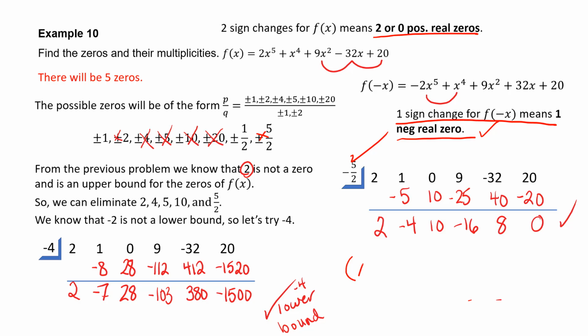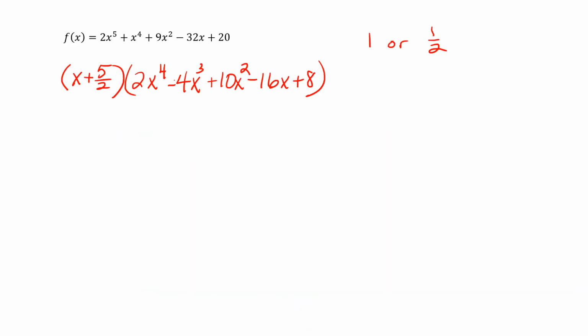So we know we've got x plus 5 halves for one factor. And then what do we have left over? We have 2x to the fourth minus 4x cubed plus 10x squared minus 16x plus 8. So now we know that the only possible zeros remaining, we used negative 5 halves, that's gone. We've got our negative real 0. The only things that we have left are plus 1 and plus 1/2. So we're going to take that big 4th degree polynomial there and try 1 on that. So we'll plug 1 in there.